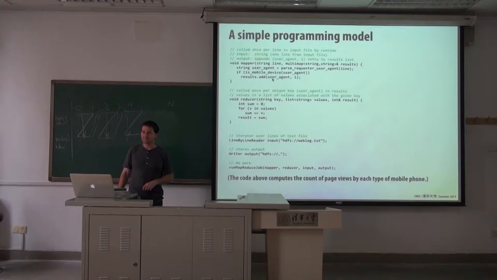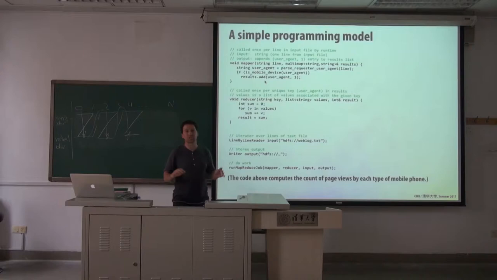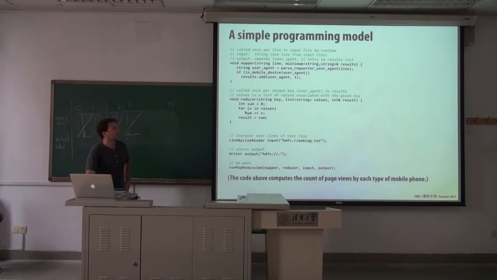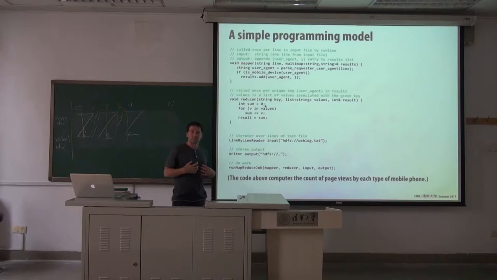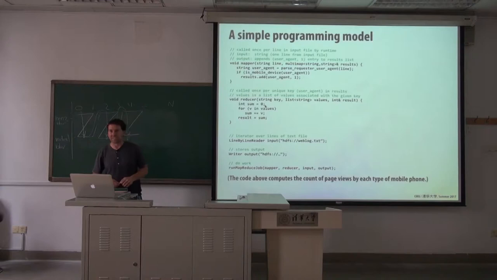So you parse the browser out. Let's say you wrote a function which detects whether or not it's a mobile device. And if it's a mobile device, you're going to add to this map, to this data structure, the name of that device, comma one. That's the code that you wrote. And I promise you I will call your function for every line of the file. Now you're also going to write this thing called reducer. And what I'm going to do, because I'm the system, is I'm going to take all of the entries that have the same key, all the same user agents, and I'm going to combine them together for you into a list. And I'm going to call your reducer for each unique key.